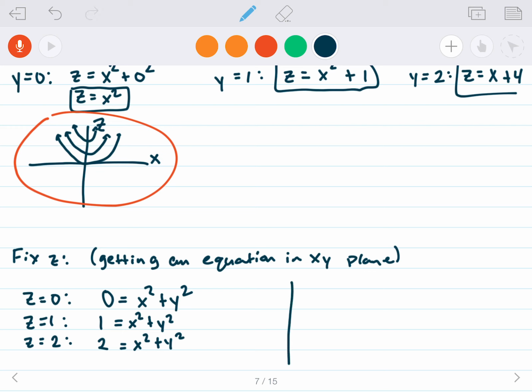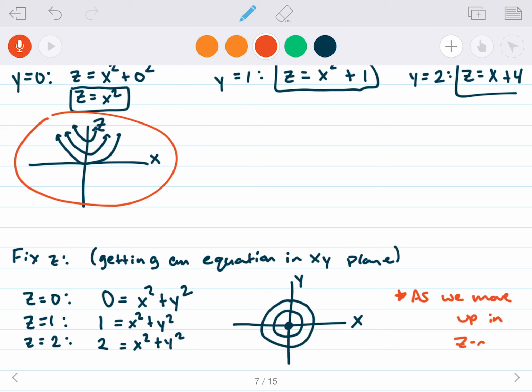So let's go ahead and just kind of sketch what this looks like. So we're in the xy plane, and x squared plus y squared equals 0 is that. X squared plus y squared equals 1 is a circle of radius 1. X squared plus y squared equals 2 is a circle of radius 2. So as we move up in the z direction, our circles get bigger.